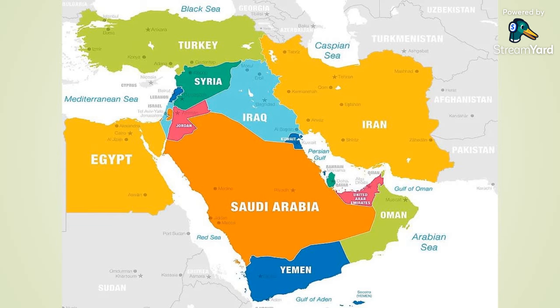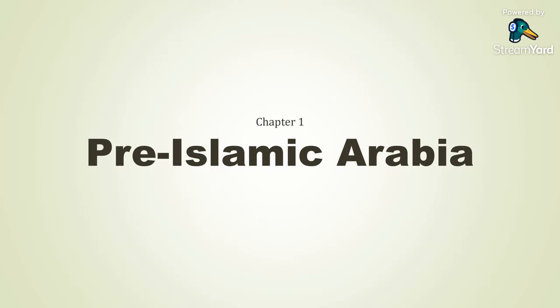Yeah, this is the Middle Eastern countries. Why I've highlighted these is because this is the beginning of Islamic history: Saudi Arabia, Makkah, and then we move towards Iraq, Syria, Iran, Egypt, and these parts. And then from there, you can also look up other parts. So let's start the first chapter, which is Pre-Islamic Arabia.